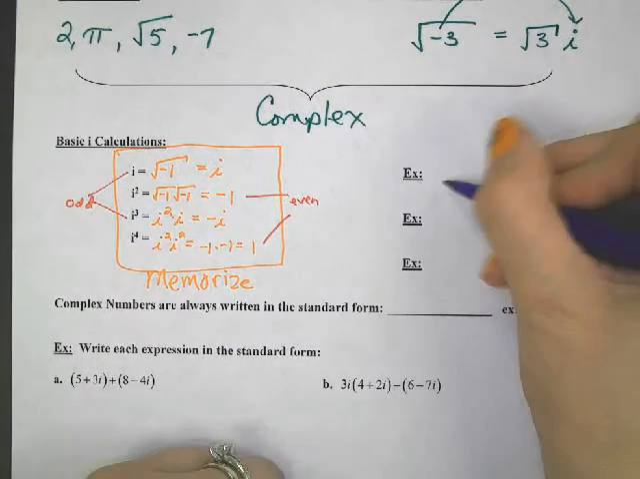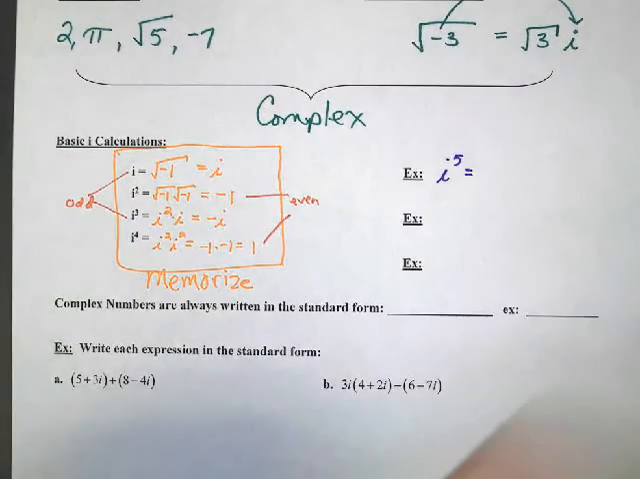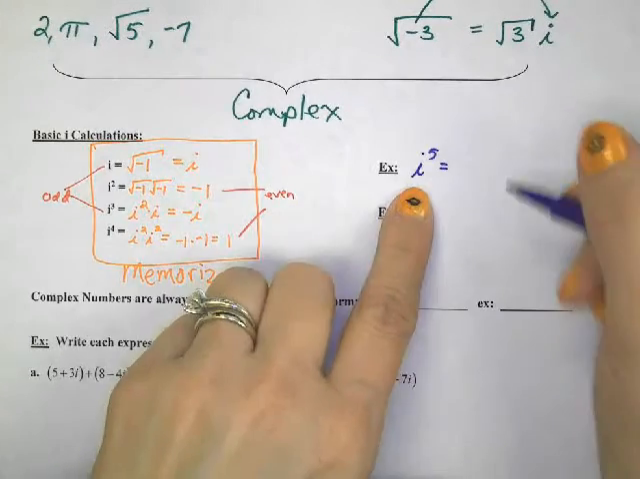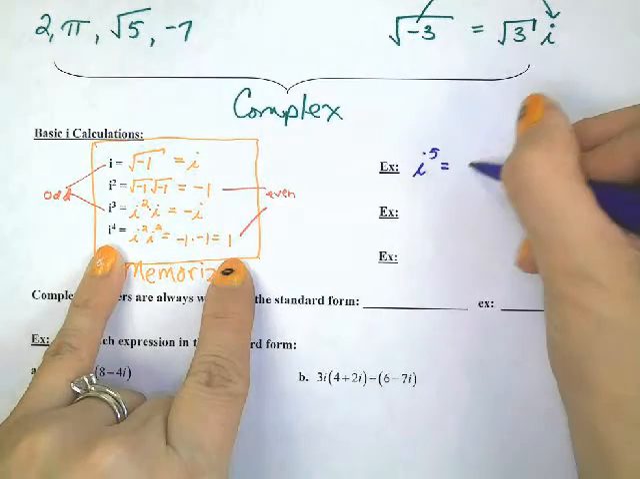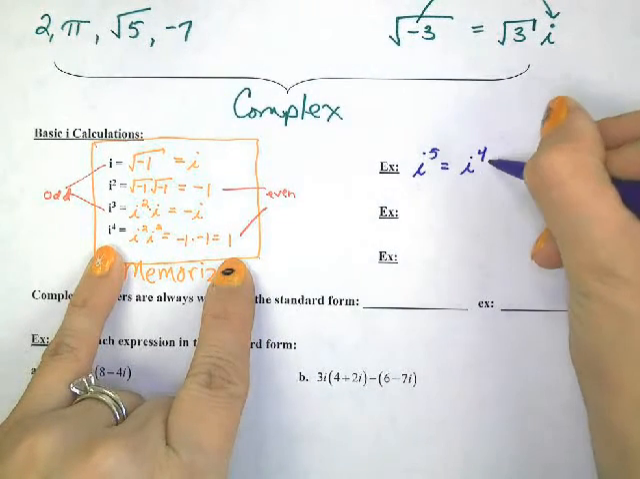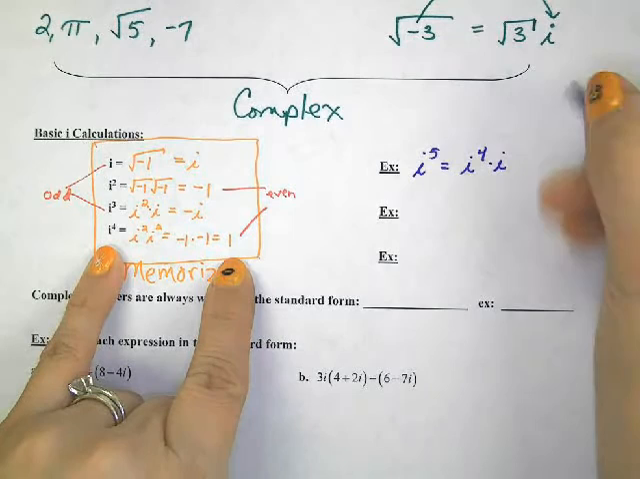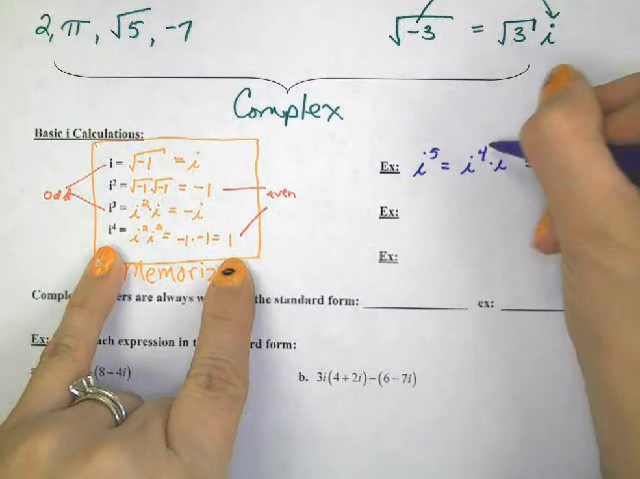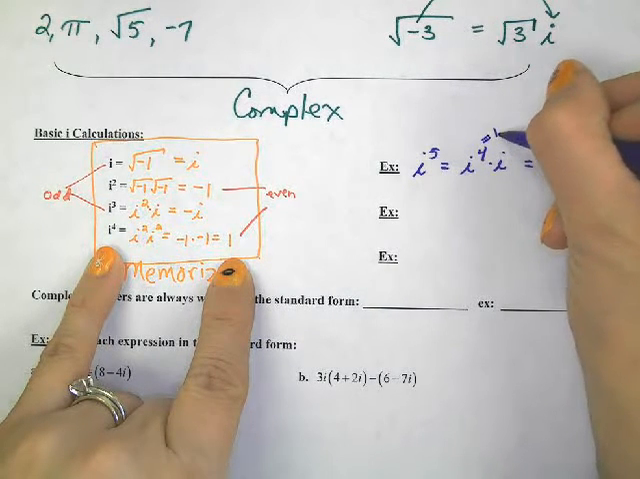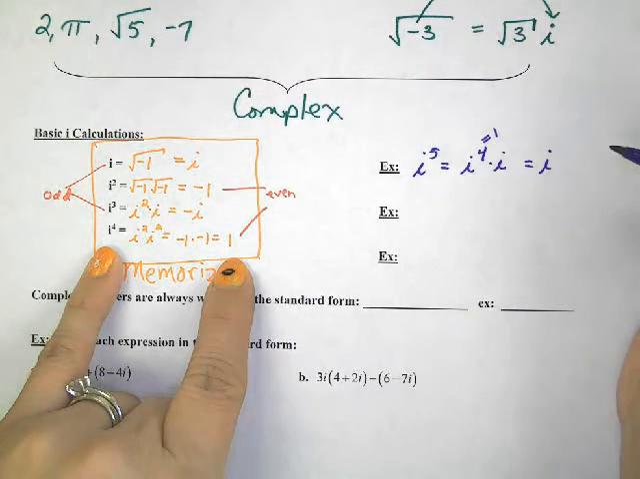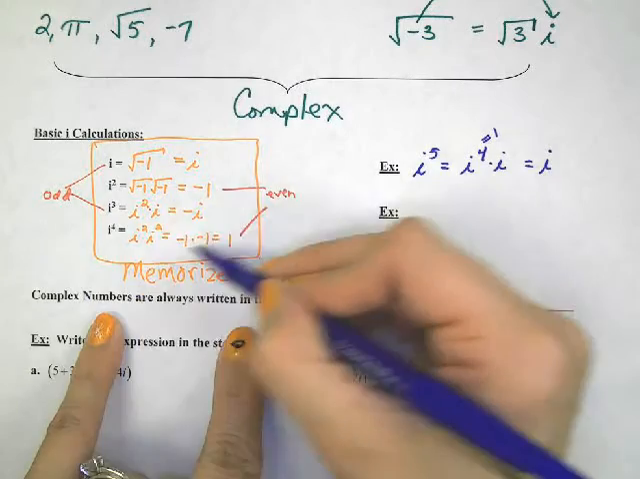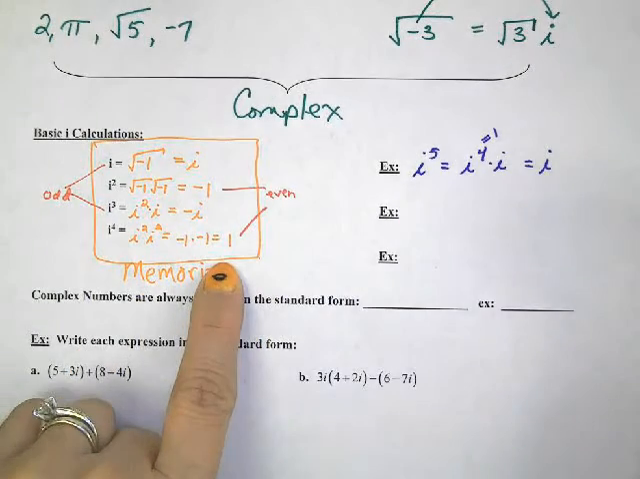For example, what's i to the 5th? Well, you want to take 4 i's. Our goal in life really is to get 4 i's. That's great. That's just a 1. So i to the 5th is i to the 4th times another i. Okay, i to the 4th is just equal to a 1, but we'll have 1 i left over. So you try to find chunks of 4 i's if you can.